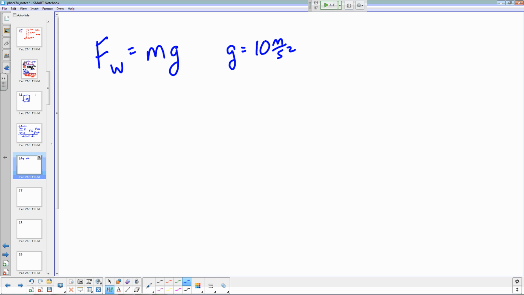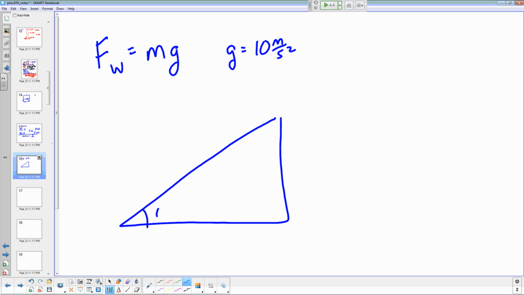Let's just do a simple problem. So let's say that we have a block like this. Let's say that this angle is equal to theta. I have a block. Let's say that my mass is 1 kilogram. Say that this angle is 30 degrees, and I want to know what its acceleration is. All right. I want to go through and label all my forces.